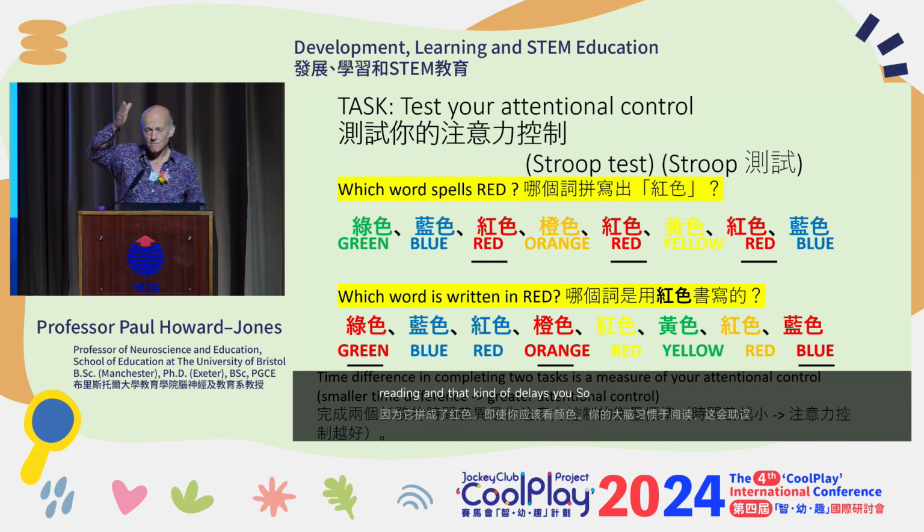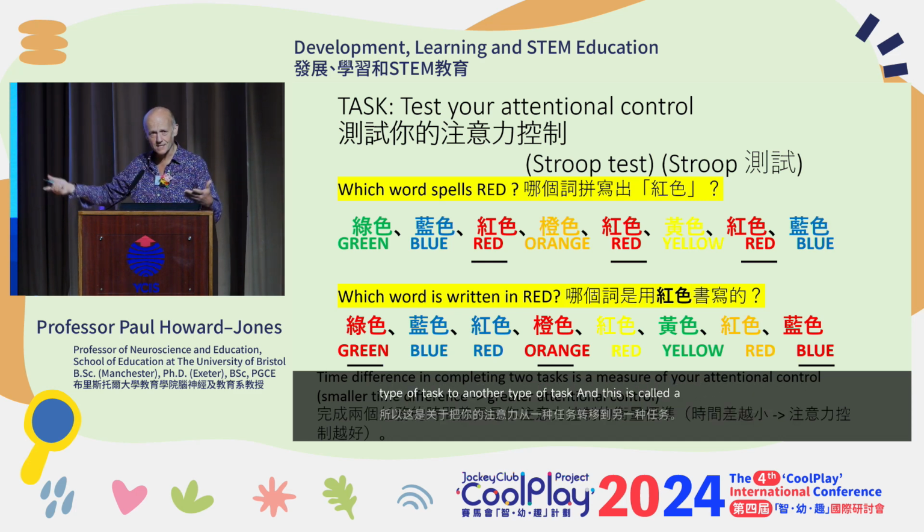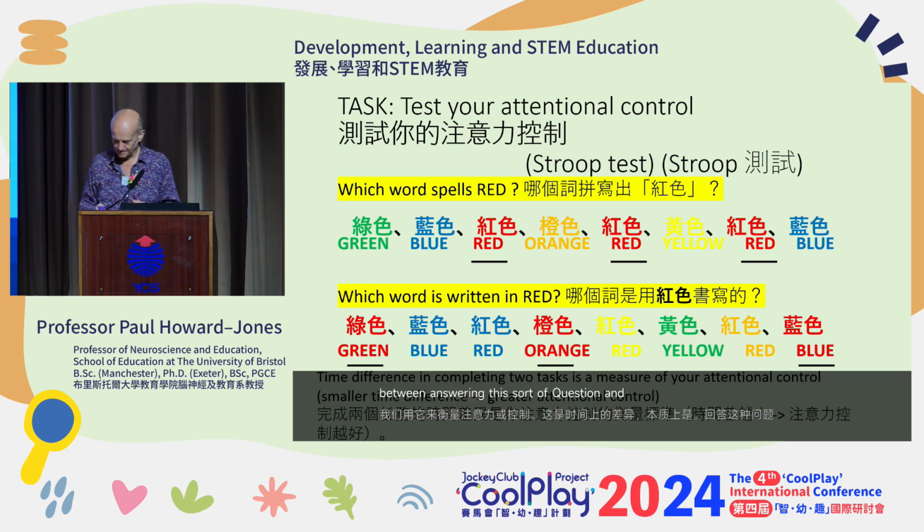So this is about moving your attention from one type of task to another type of task, and this is called a Stroop test, and we use this to measure attentional control. It's the difference in time, essentially, between answering this sort of question and answering that sort of question.